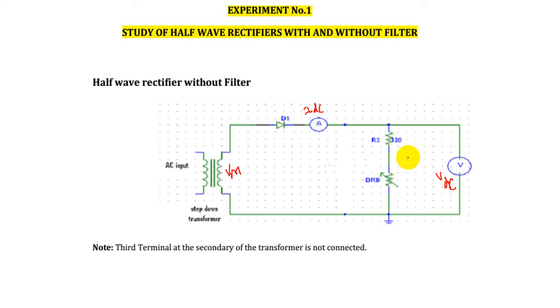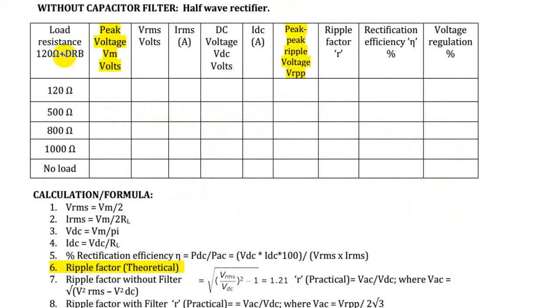to 380 so that the total resistance will become 500, and for 500, in the same way, the Vm, IDC, VDC and peak to peak ripple voltage values we have to note down. These readings have to be tabulated in a tabular column. So we can see the tabular column here. See, without filter we are taking the readings.